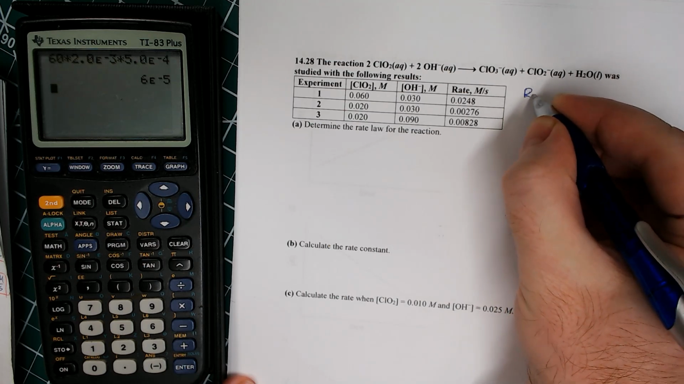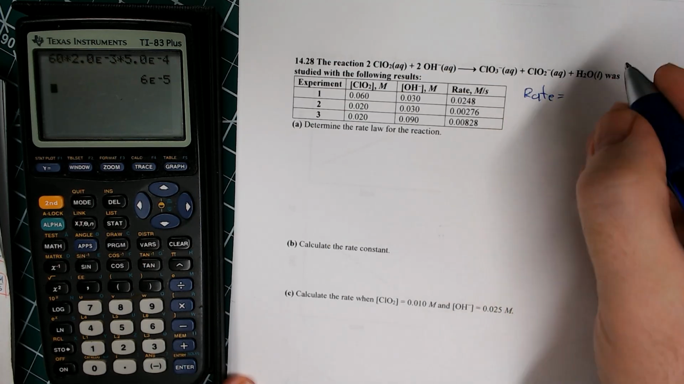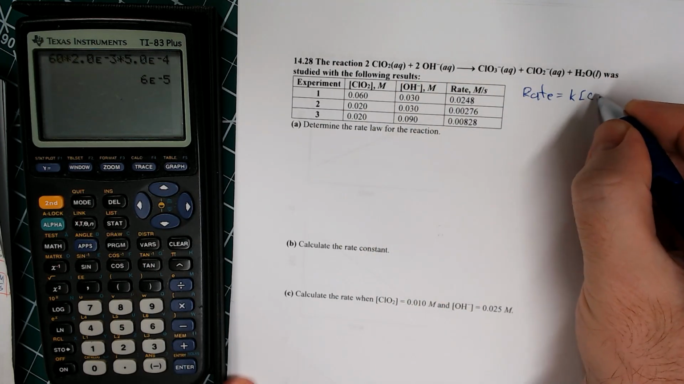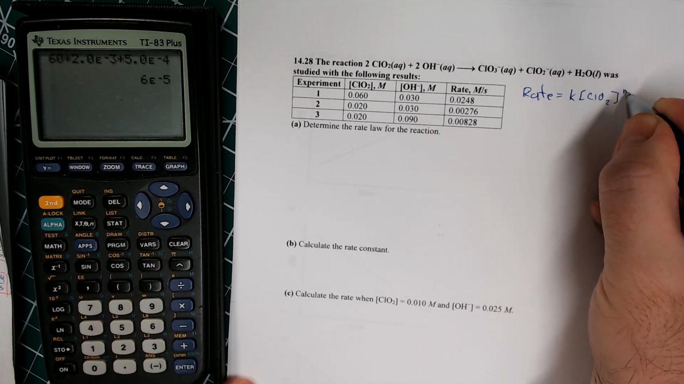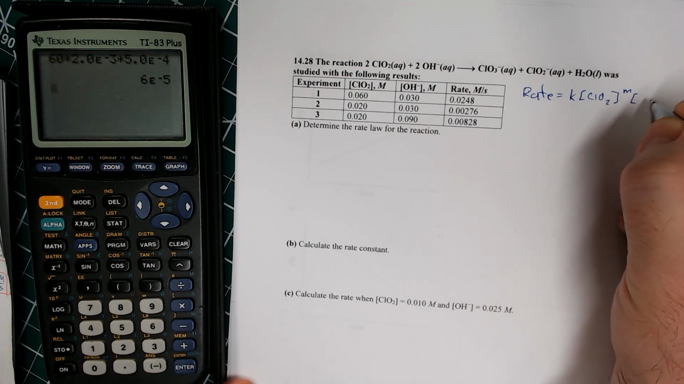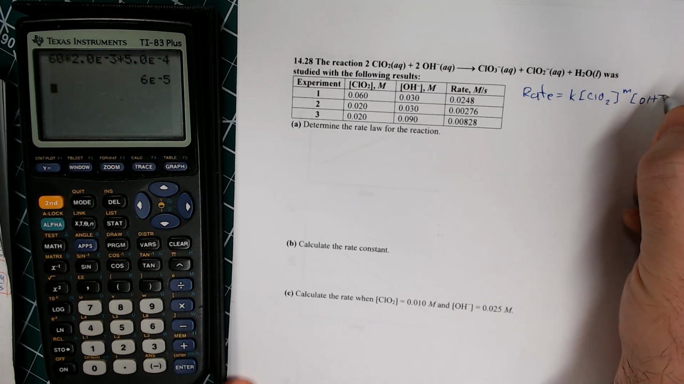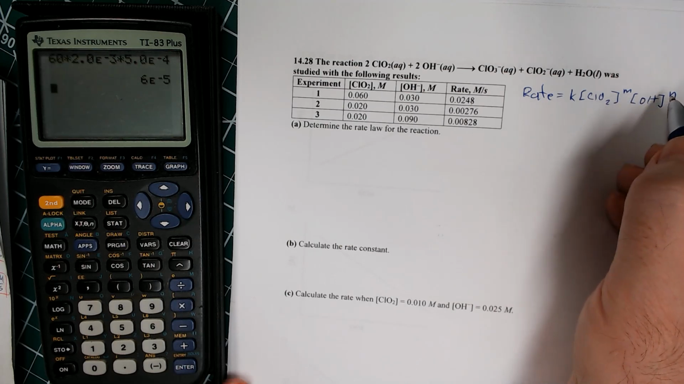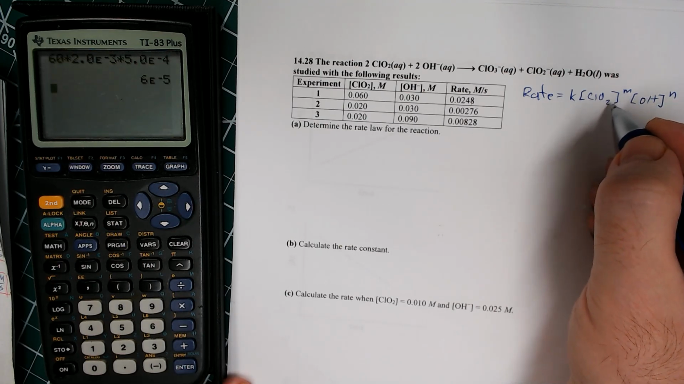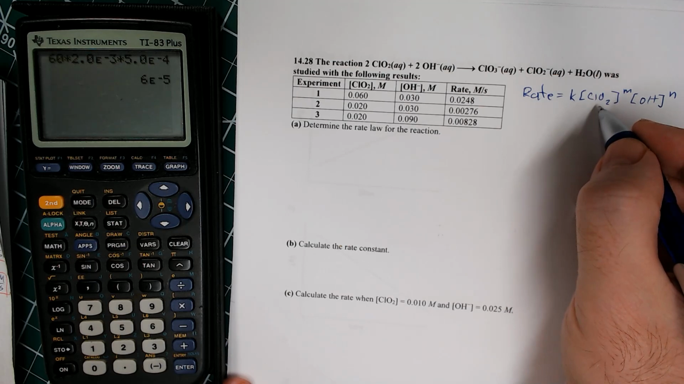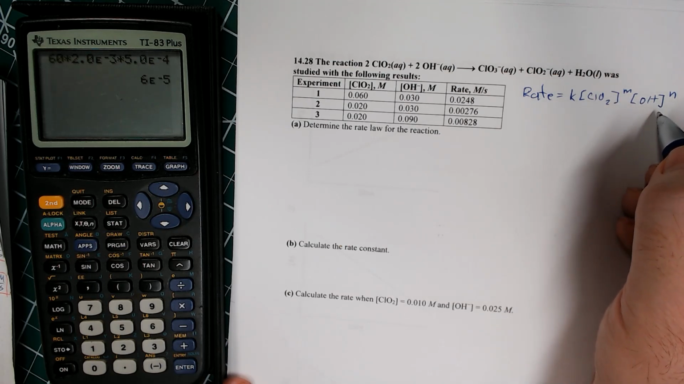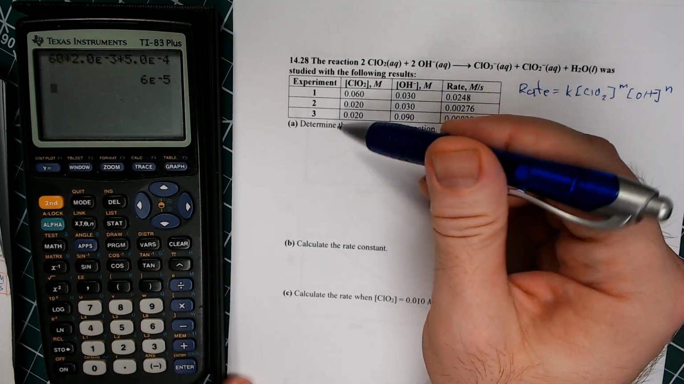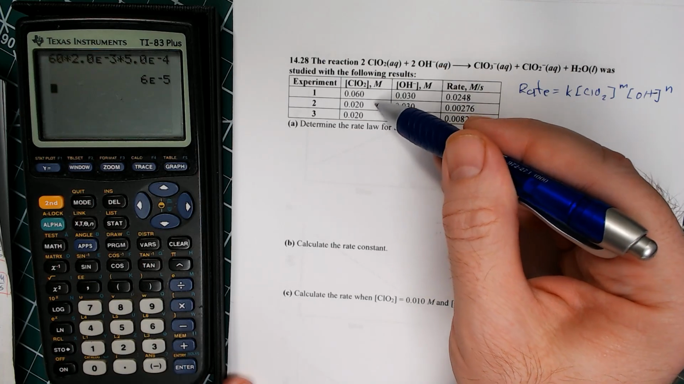All right, so our rate law is going to look something like this. It's going to be K times the concentration of ClO2 raised to the M power times the concentration of hydroxide raised to the N power. And again, we want to figure out what M and N are. To figure out what M is, we need to change the concentration of chlorine dioxide, but leave the concentration of hydroxide ion the same. Well, we'll see that that happens between experiment 1 and experiment 2.